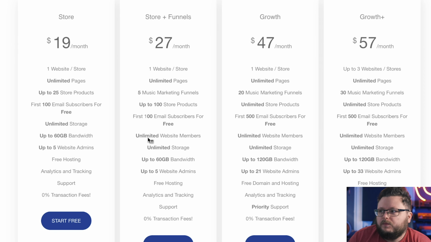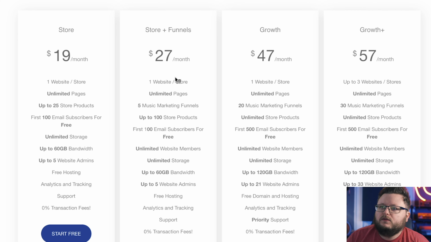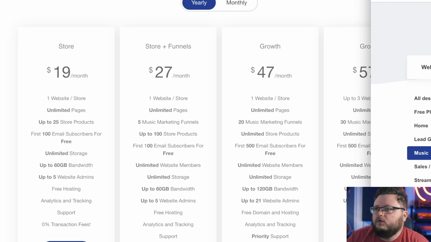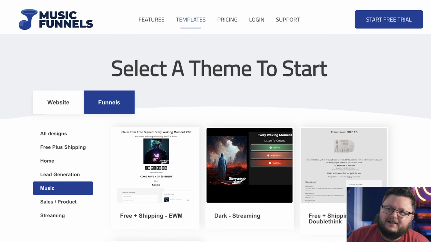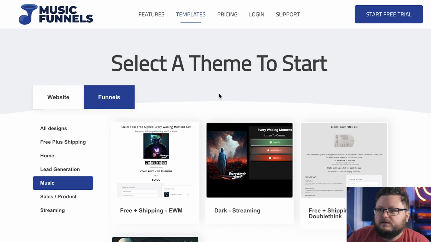Moving up the plans, the biggest jump between the store and the store plus funnels is that the store plus funnels is the first plan where you start getting music marketing funnels. If you're not familiar with a funnel, you should be, because they're really awesome, and I probably should have prepared this ahead of time. But if I pull this up, this is the current set of templates that I have. I'm currently making more and more every day. These are some funnel templates that you might have seen in the templates library.